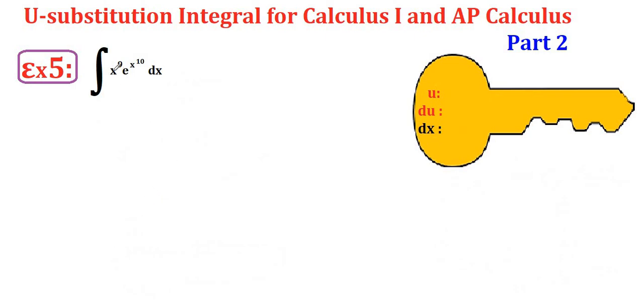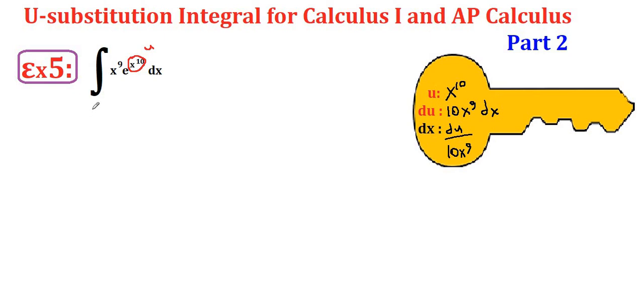Example 5. Integral of x to the 9 times e to the x to the 10 dx. Here in this integral, we're going to call the power of e as our u. So let u become x to the 10. Then du will be the derivative of this, which is 10x to the 9 dx. And if you solve for dx here, you obtain du over 10x to the 9.